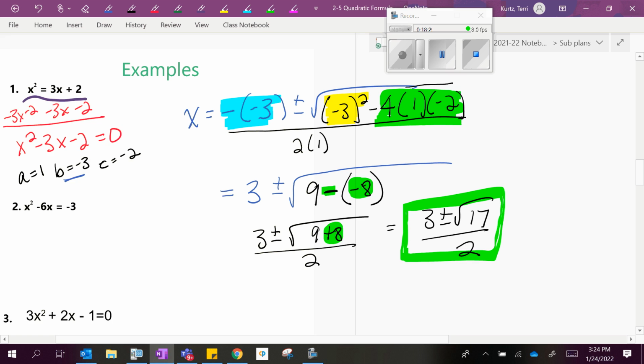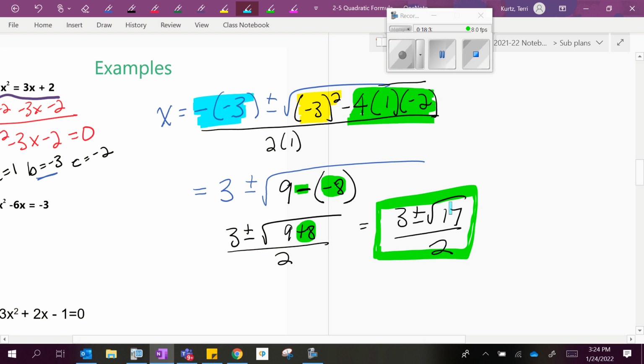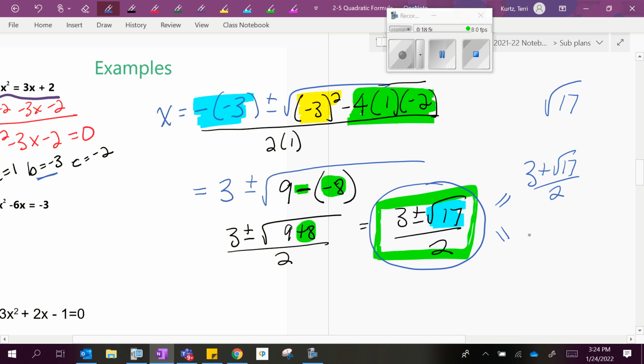Okay. Now, I look at my radical sign and I think, can I reduce that anymore? So if I come over here, can I reduce radical 17 to anything? Are there any perfect squares in 17? And there's not, so I'm actually finished. I'm going to keep it just like this, okay? It still gives me my 2 values, because I could think about this as 3 plus radical 17 over 2, and 3 minus radical 17 over 2. But for our purposes, I would just as soon you guys keep it in this form. Okay?